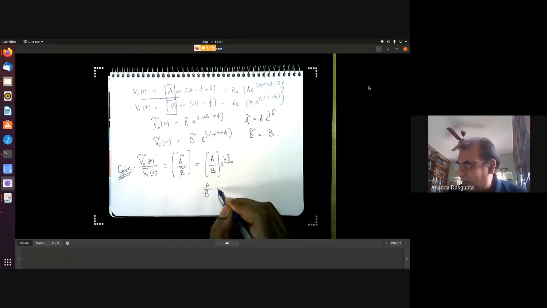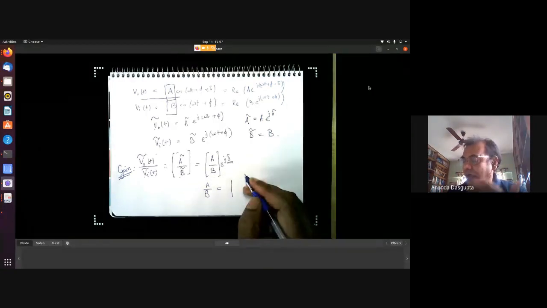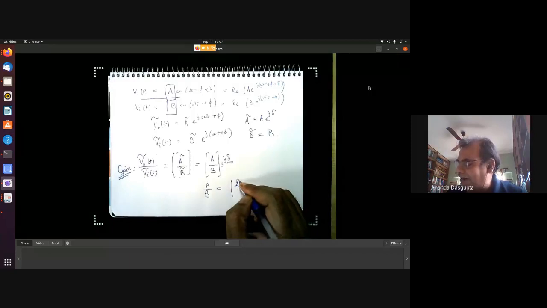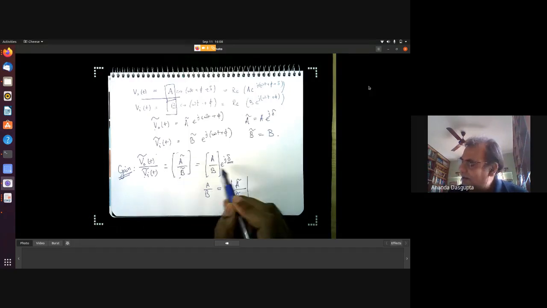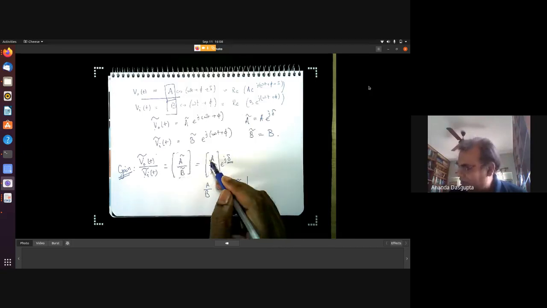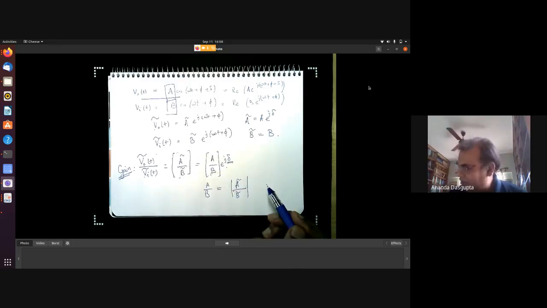But A by B, which is what you call the gain, which is the output amplitude by the input amplitude, is actually the magnitude of A tilde by B tilde, right? If you take the magnitude here, A and B are real numbers, so the magnitude of the ratio of course gives you A by B. Just if you take the magnitude, you will get A by B, because e to the j delta has magnitude 1.